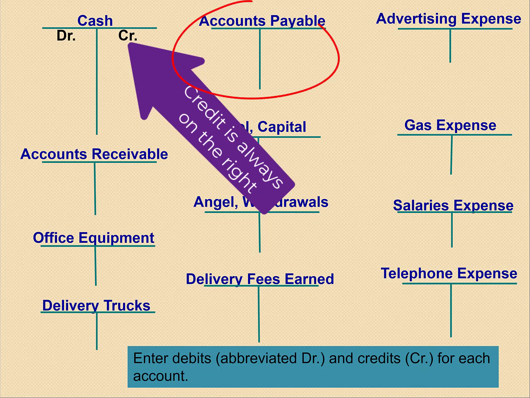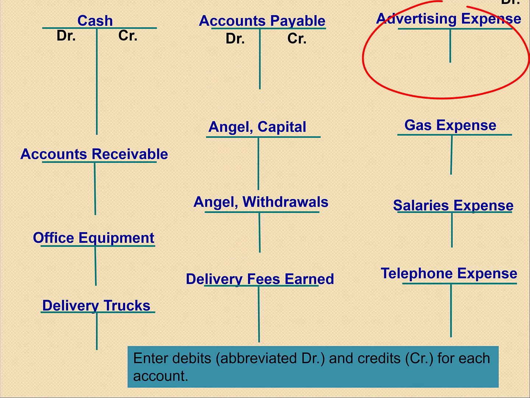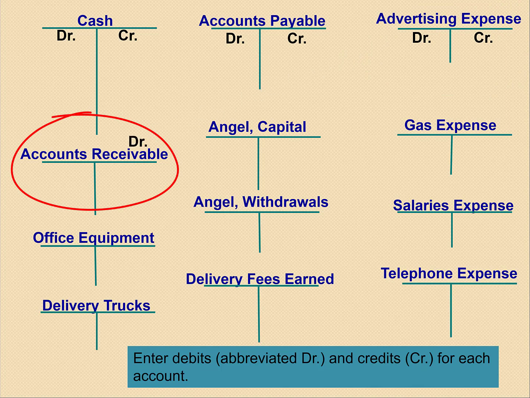How about accounts payable? Where's the debit? Well, debits are always on the left. Credits are always on the right. Same with advertising expense. So go ahead and fill out all of these debits and credits. Remember, write small.